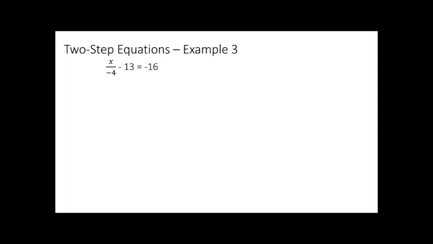I'm assuming now you've paused the video, you've already worked this out. Here's how this is going to go. I have to get rid of a divided by -4. Remember, that's the same as multiplying by -1/4. I have to get rid of a minus 13. The easiest way to get rid of a minus 13 is to turn it into a 0 by using its additive inverse, adding 13 to both sides.